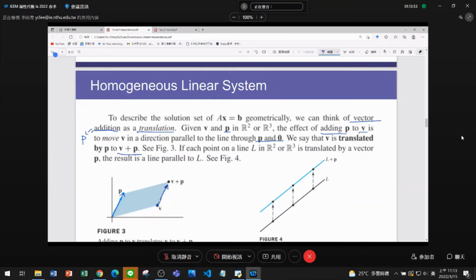And similarly, if each point on a line L is translated by P, then we get a new parallel line, and it's L plus P. So we are translating L by P to L plus P. So we can say things in this way.